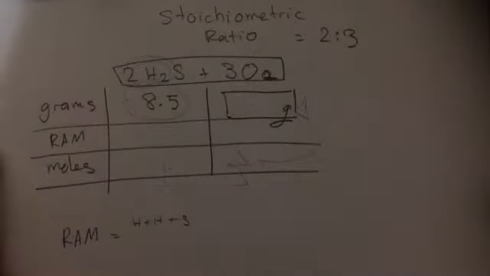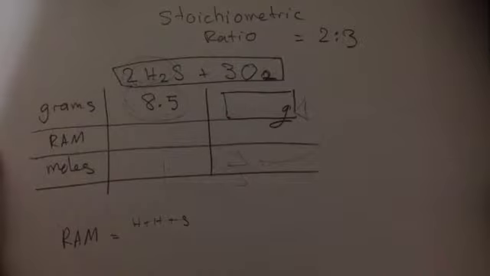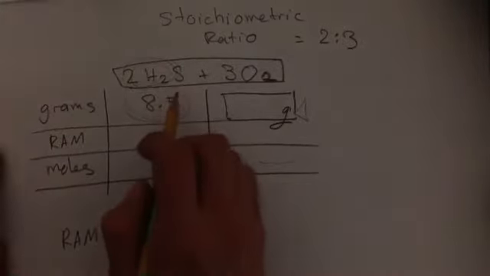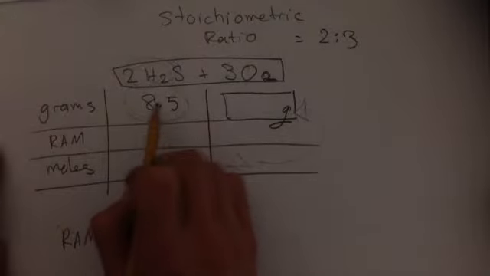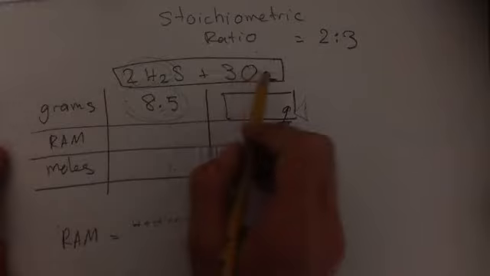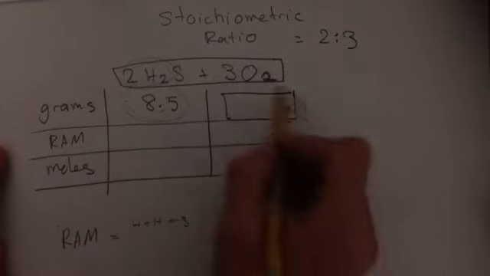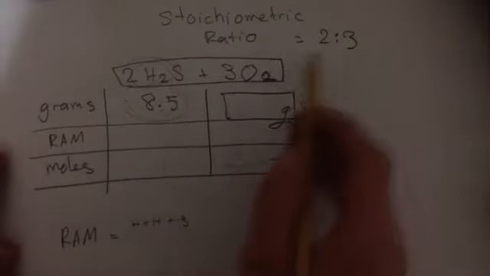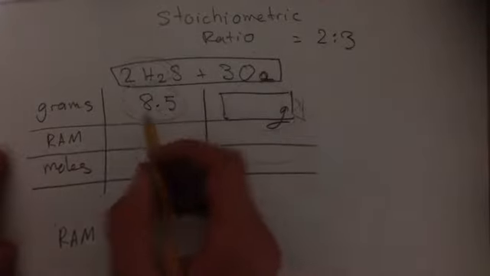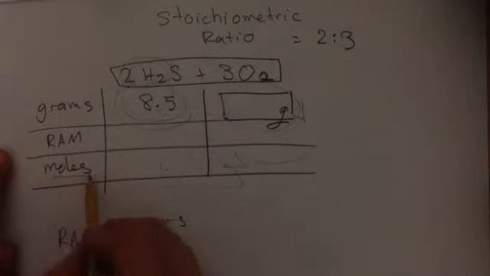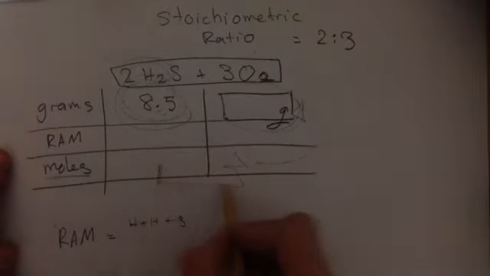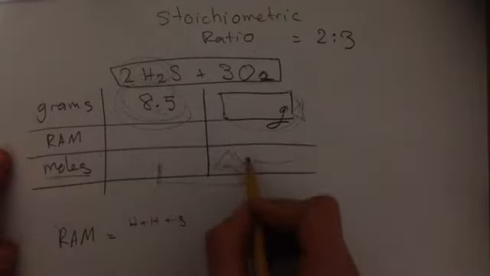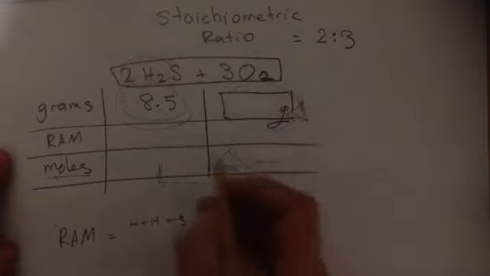Chemical equations can show how much of an element there is in an equation. Our problem is, what mass of oxygen is needed to react with 8.5 grams of hydrogen sulfide? We're trying to figure out the grams of oxygen. For this equation, we use the stoichiometric ratio. So what we do is we convert the grams into moles, and then using the stoichiometric ratio, find out how many moles of oxygen we have, then convert that into grams.